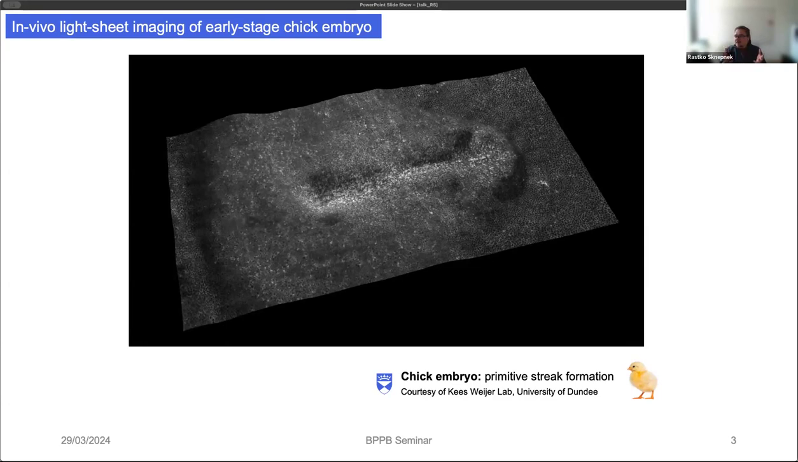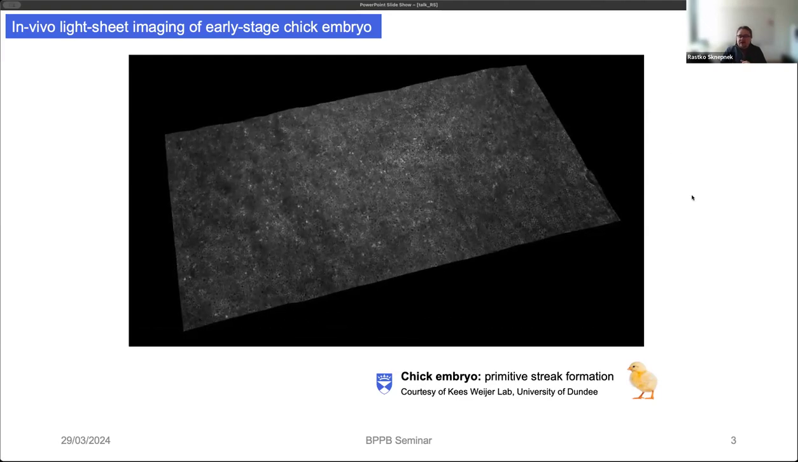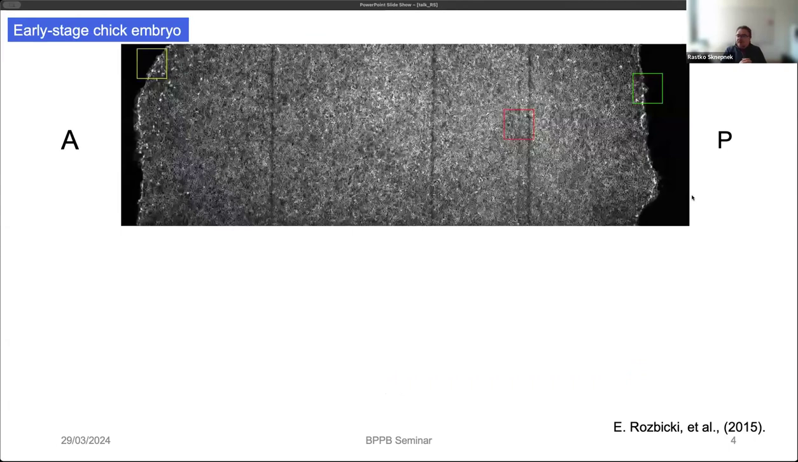And the famous developmental biologist Wolpert says that this is the most important event in your life, right? This is the event where the embryo undergoes the transition and differentiates its three basic layers, endoderm, ectoderm, and mesoderm, which then set up the body plan and lead to the further development of the organism. So let's see how this process looks from the top.